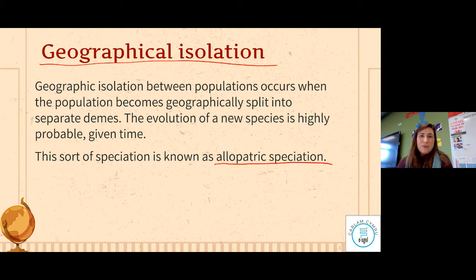The same with Darwin's finches. There was one original species. They occupied different islands with different ecological niches, and they were separated by geographical situations. So it's allopatric speciation.